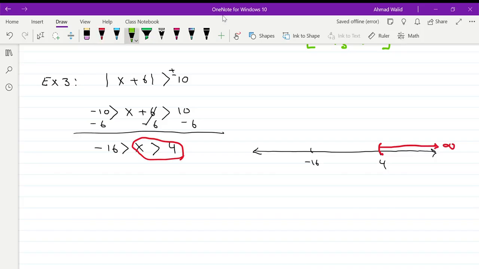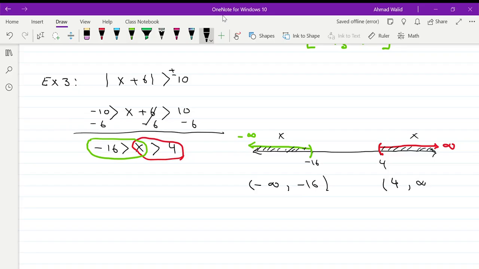Graph the second part. X less than negative 16 is opening to the left, going to where? To negative infinity. Now, what is the final answer? Copy this part. That's your solution set. Here is your x, and also here is your x. The first x is negative infinity, comma, negative 16. And this part, your answer is 4, comma, infinity.